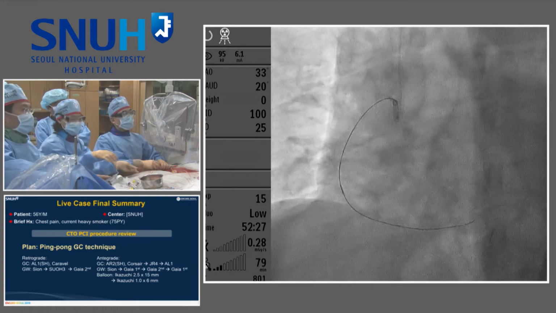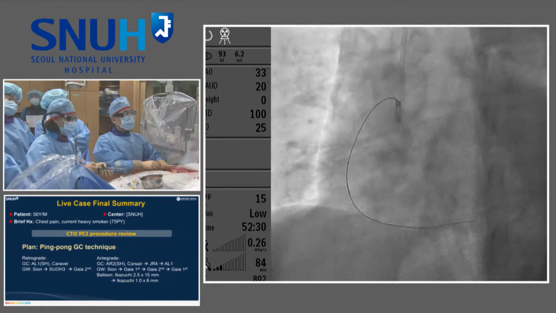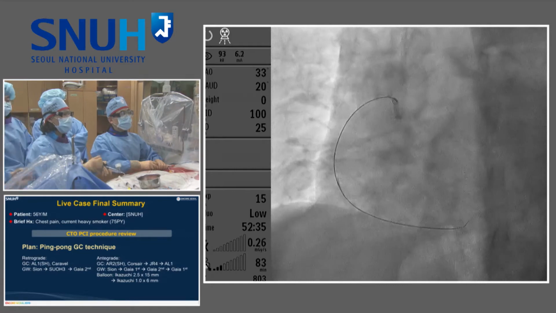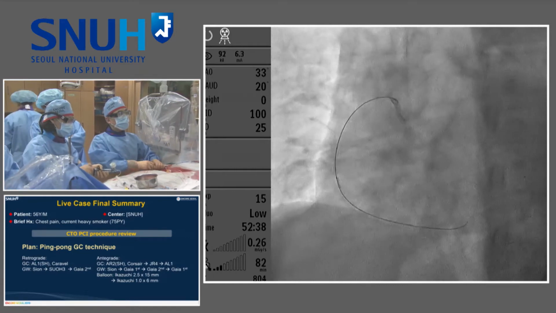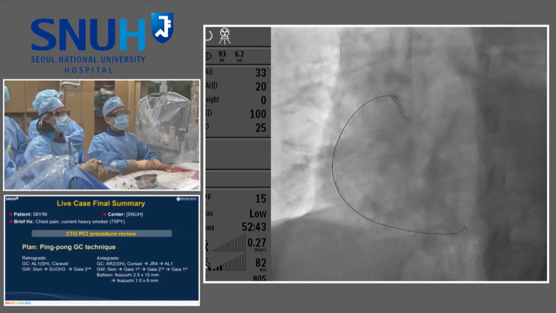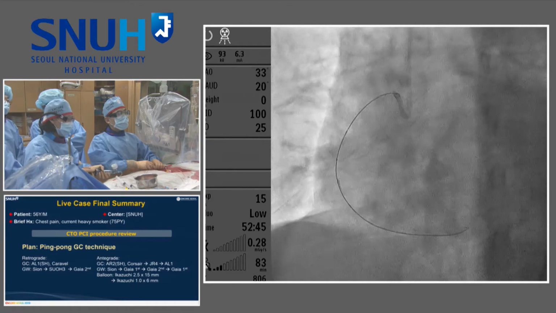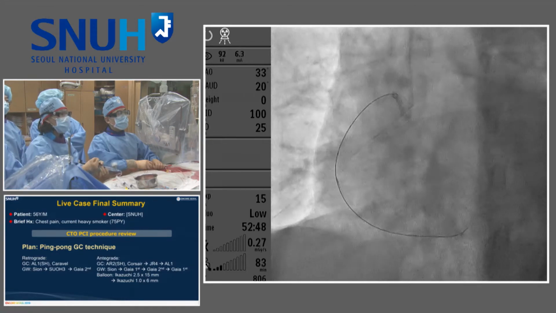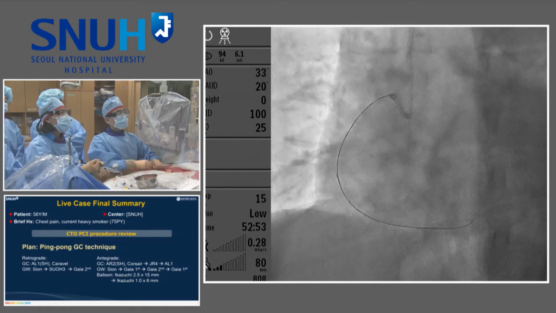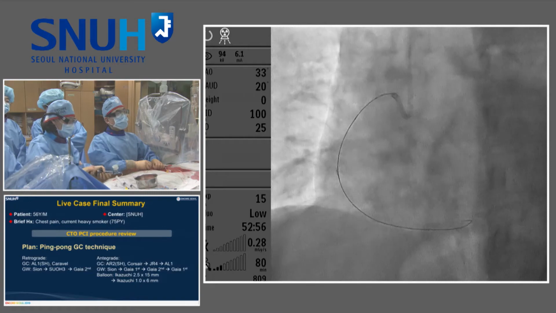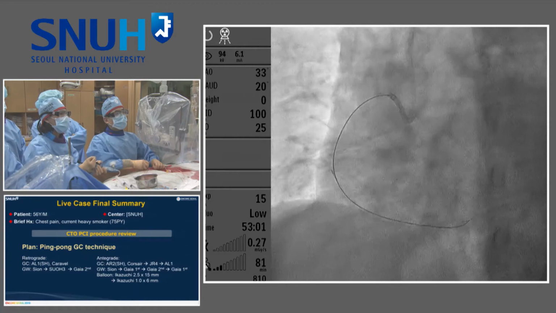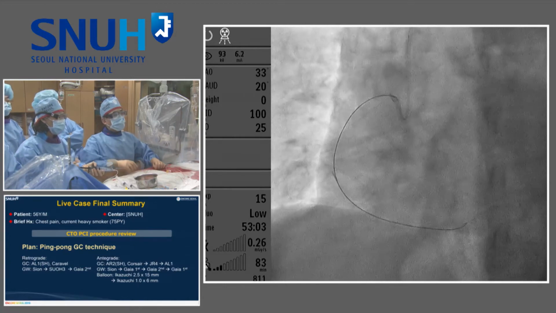Okay, that's good. Inflation. Deflation. Maximum. So far, you are doing multiple balloon. Yes. Inflation. Deflation. Inflation. Deflation. Inflation. Dr. Han's suggestion was right. Deflation. Backup problem solved. Okay. Angiogram.